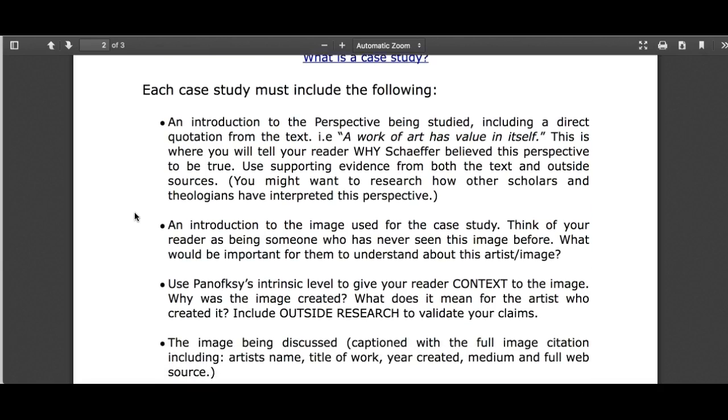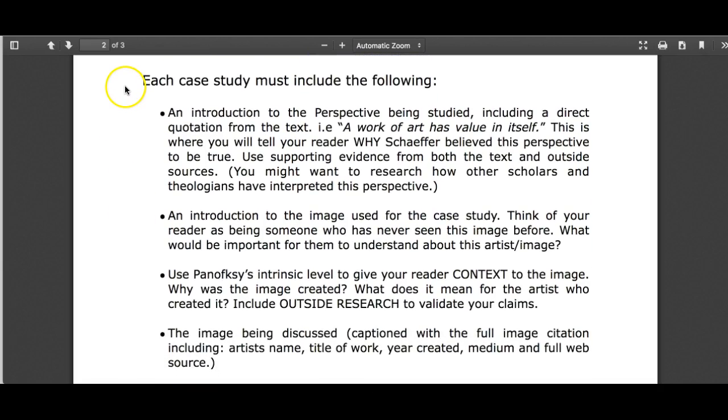Or if you find something antithetical, if you don't agree with what he's saying and you want to find a work of art that proves otherwise, you can do that as well. So each case study must include the following: an introduction to the perspective being studied. So you want to include it as a direct quote from the text. You can do this as a subtitle. You can do this within that kind of intro to the case study.